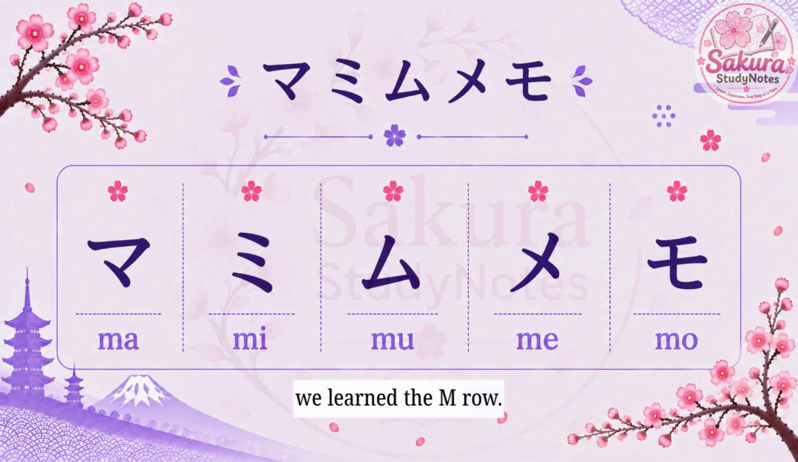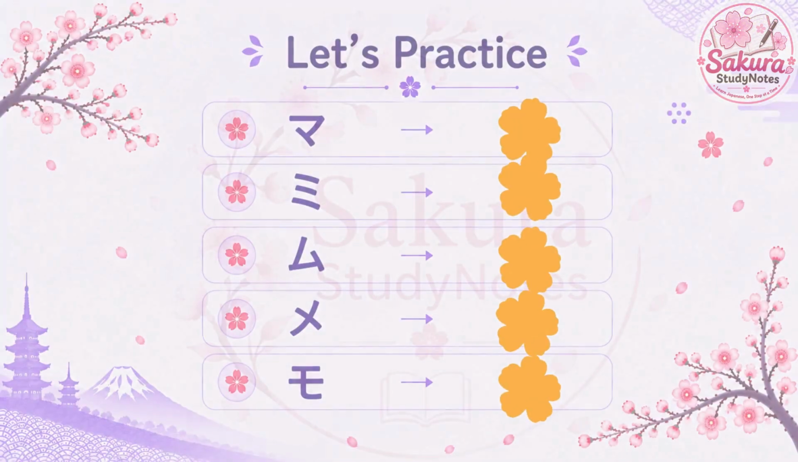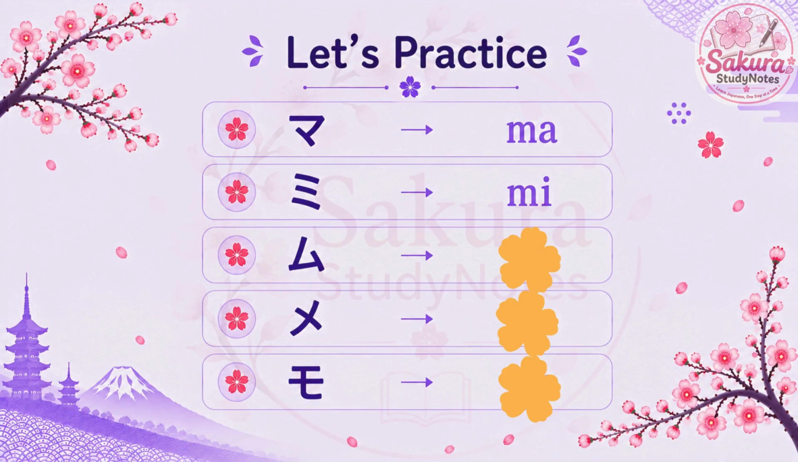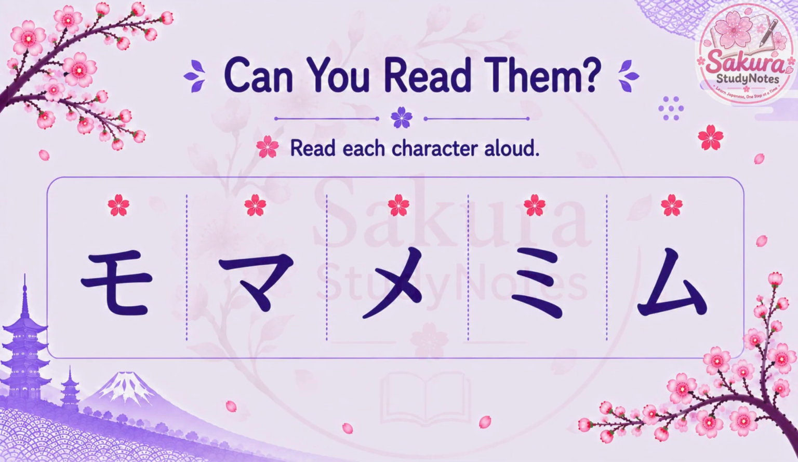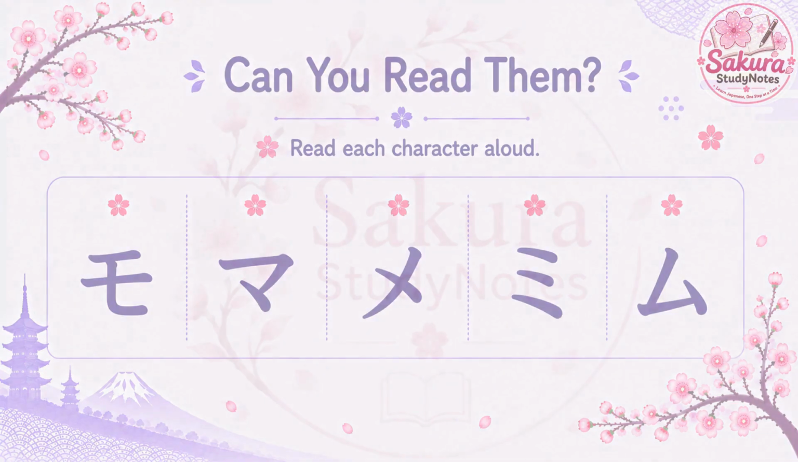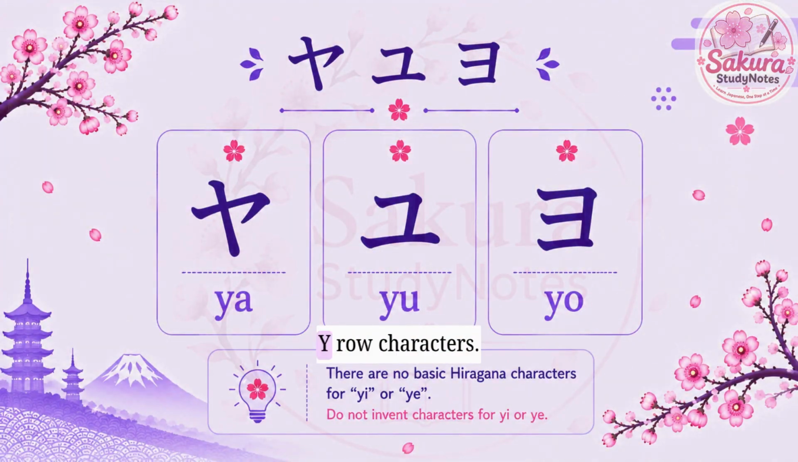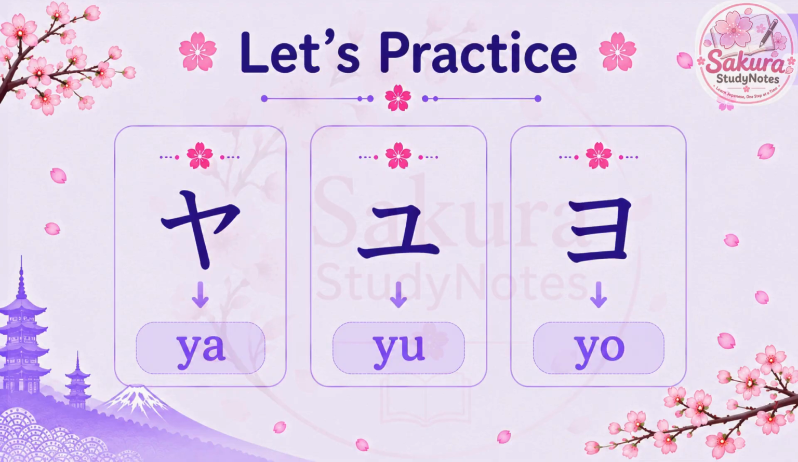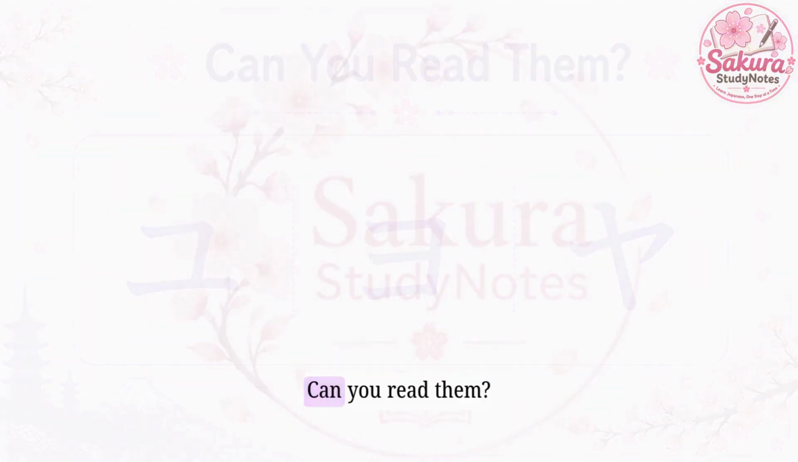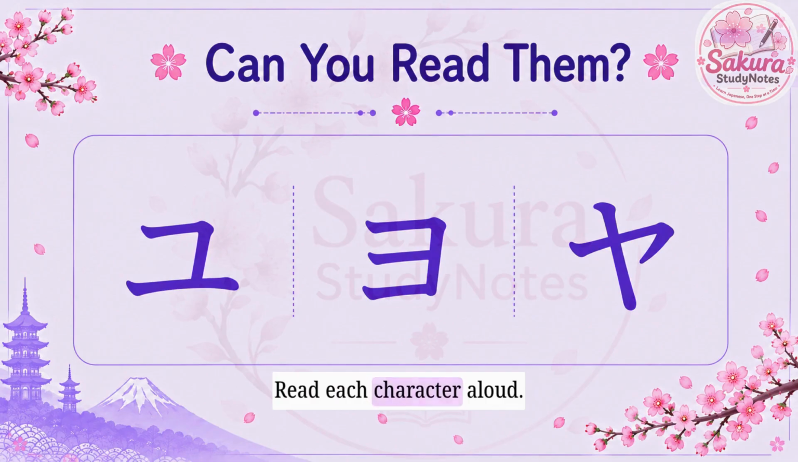Next, we learned the M row. Let's practice to read. Ma, Mi, Mu, Me, Mo. Can you read them? Read each character aloud. Next, we learned the 3 basic Y row characters. Let's practice to read. Ya, Yu, Yo. Can you read them? Read each character aloud.